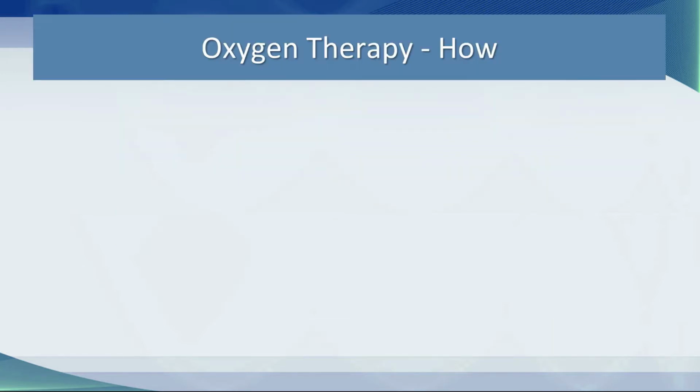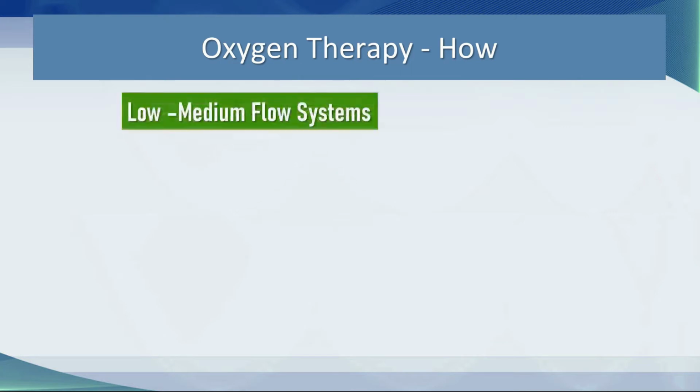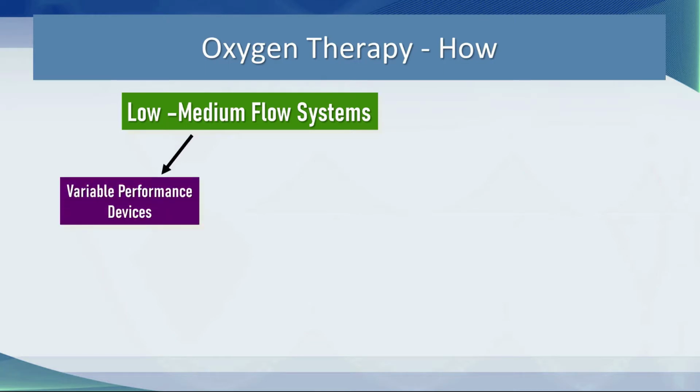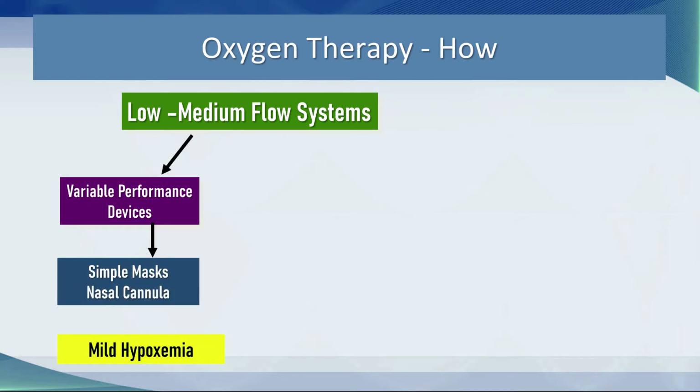How do we deliver oxygen therapy? Well, we can use low to medium flow systems, and these are either variable performance devices or fixed performance devices. With regard to variable performance devices, when we use simple face masks or the so-called Hudson masks or nasal cannulae, that's what we're doing. And these are ideal devices for managing mild hypoxemia. The performance is variable, and what's meant by that is that, yeah, you might get the FiO2 you think you're getting, but under certain circumstances, you won't.